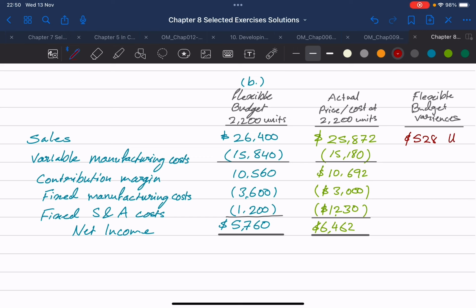For the variable manufacturing costs, we'll calculate the difference between 15,840 minus 15,180. That's a variance of $660.